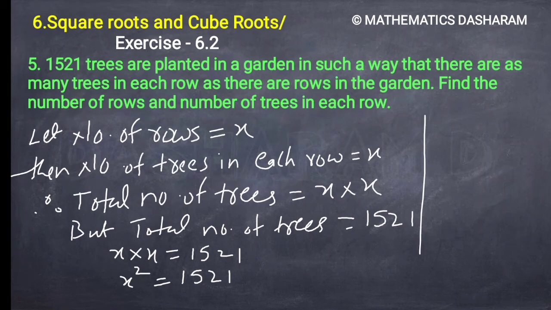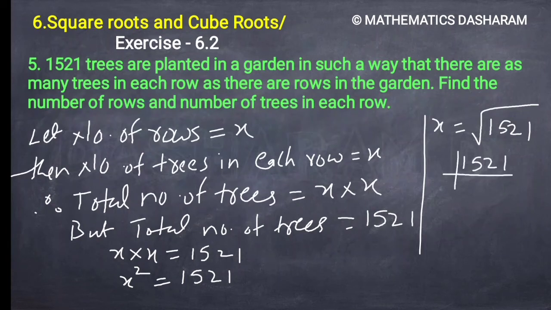Then here x square, we need x value. That means this square will transpose to RHS side. Then what will happen? Under root. When the square transposes to another side, it will become square root. So square root of 1521. And we know very well the prime factorization method. Using it, let's find its square root answer.